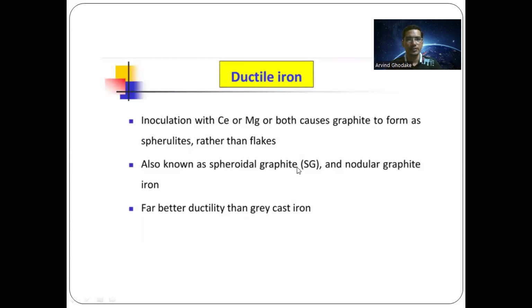Next is ductile cast iron. It is also called nodular cast iron. Inoculation with cerium or magnesium or both causes the graphite to form as spheroids rather than flakes. So it is also called spheroidal graphite, SG, and it is also known as nodular graphite iron. Because it has better ductility than gray cast iron, this type of cast iron is called ductile cast iron.